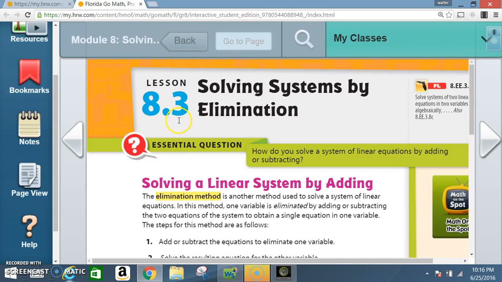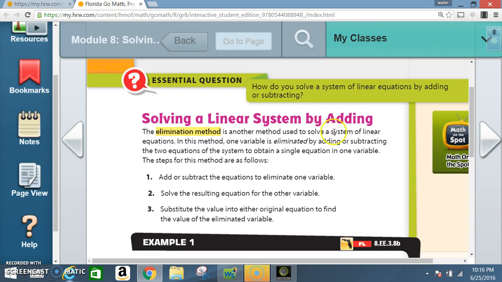Lesson 8.3. Solve systems by elimination. Solving a system by adding. The elimination method is another method used to solve a system of linear equations. In this method, one variable is eliminated by adding or subtracting the two equations of the system to obtain a single equation in one variable. The steps for this method are as follows.